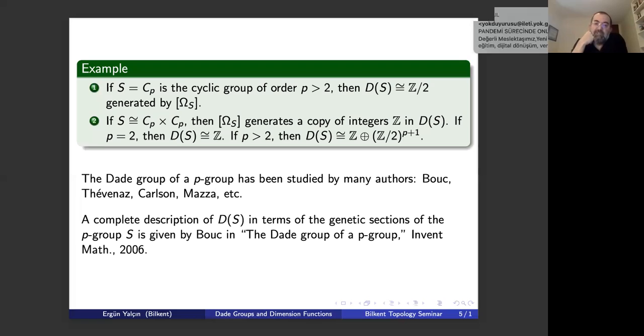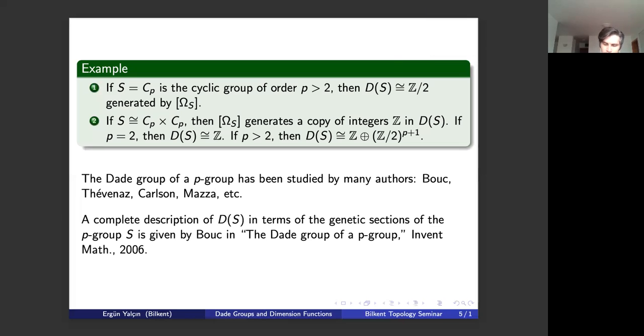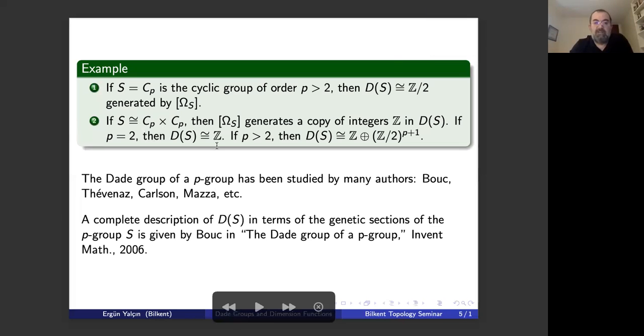Okay, so it's a good question. That's exactly what makes the p-group case in the second part also trivial. That's why you don't get these pieces from maximal subgroups, because the Dade group of C2 is 0.